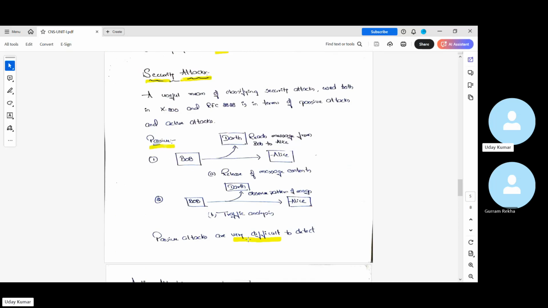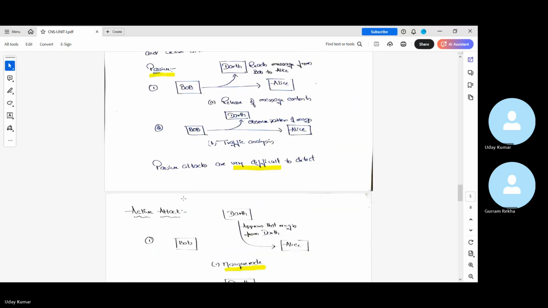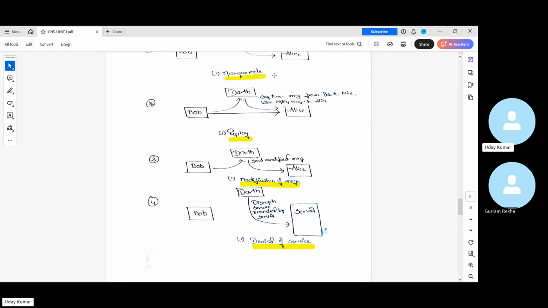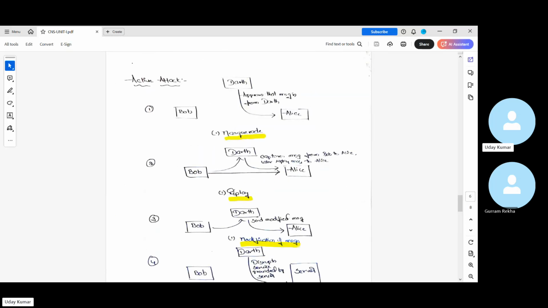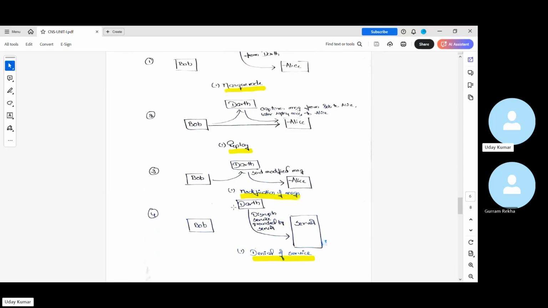Because I gave you the notes, I've explained this, and I'll be explaining the security attacks again with the different subheadings in the next video, students. Hope you like it.